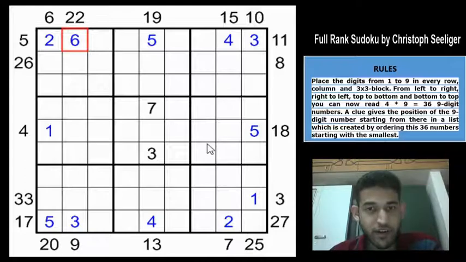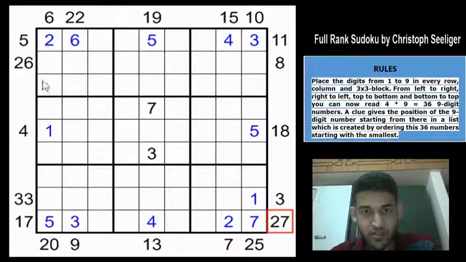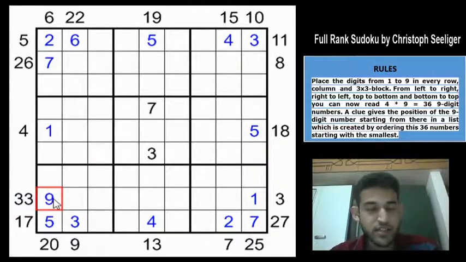And 25 to 28 will have 7. 25, 27. So 26 will have 7. There is no more 28. Right, 29 to 32 will be 8. So 29 to 32, no clues. Right, 33 to 36 will be 9. There is only 33, and this will be 9.